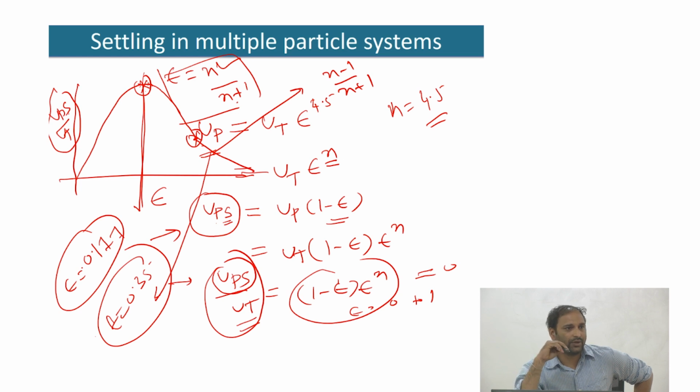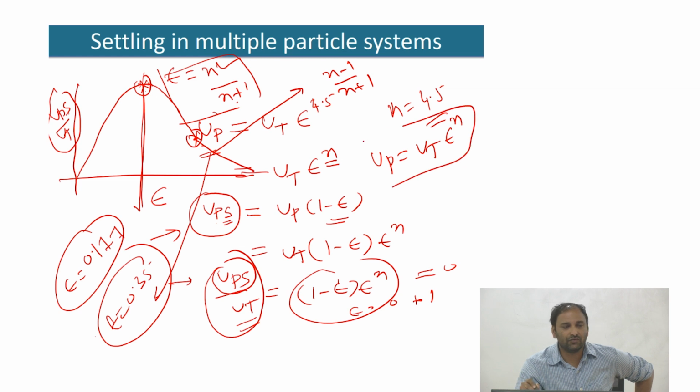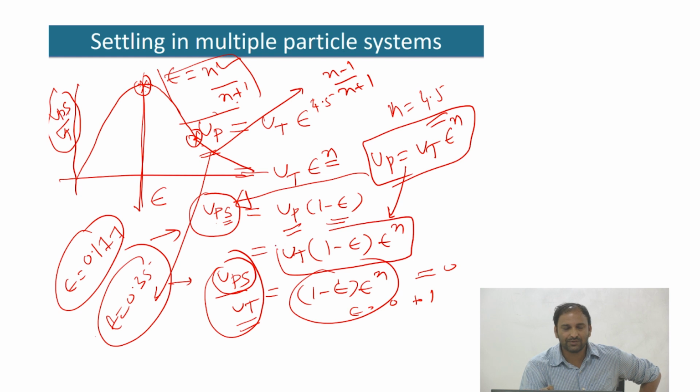Is it okay? Any questions? So all that we have done is we took the general form of U_P goes as U_T epsilon power n. From that we obtained the superficial settling velocity of the particles, which is U_P times (1 minus epsilon). I substitute for U_P, which is U_T times epsilon power n, and I get this expression.